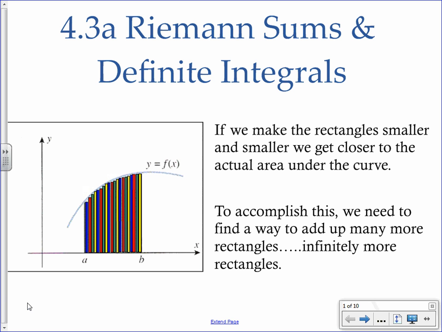So what happens when we add more and more rectangles? What happens to our approximation? It gets more accurate, right? So basically, we need to add up more rectangles, if you will, infinitely more rectangles. Do you see maybe where this is going?